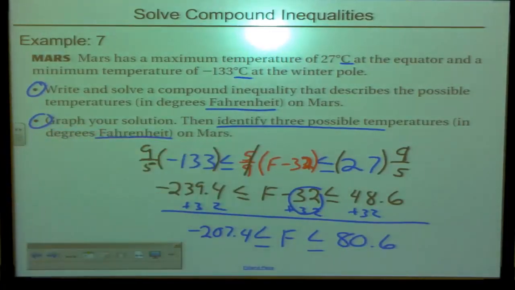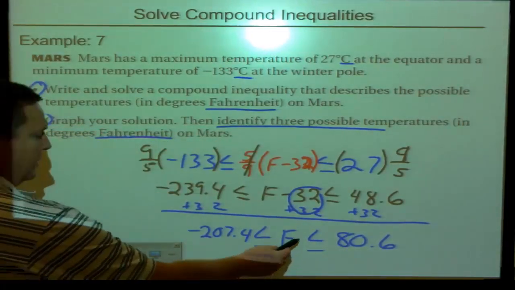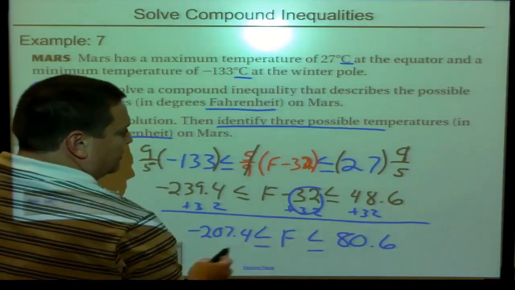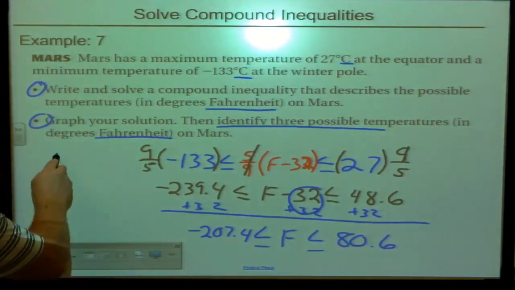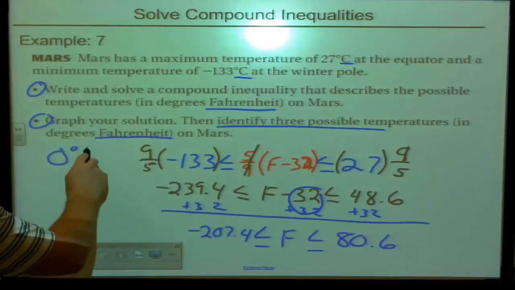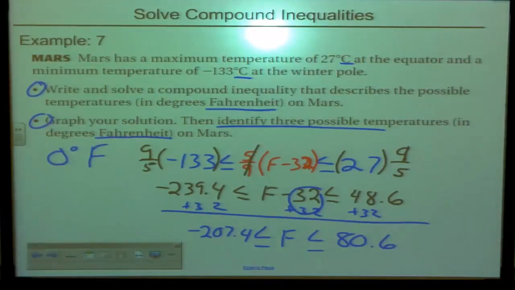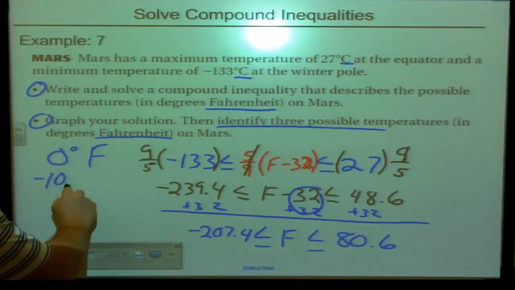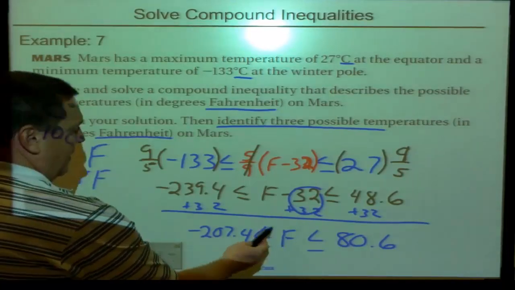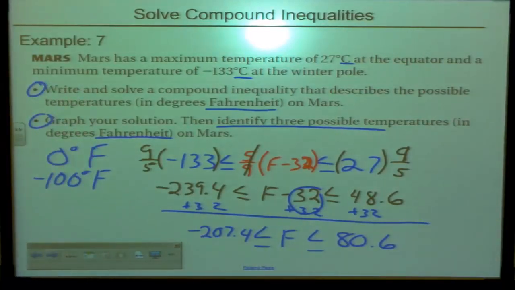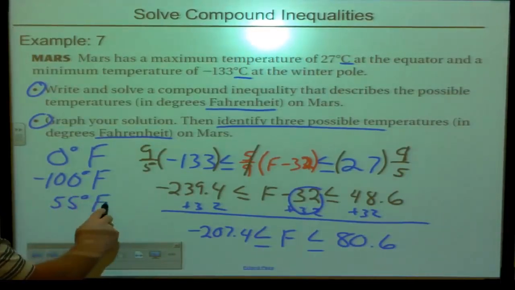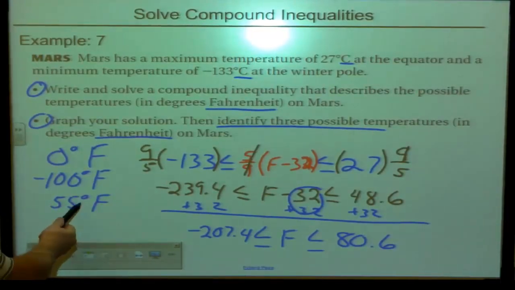They do want us to identify 3 possible temperatures. So any temperature that fits here within this range would be acceptable. So you could choose 0 degrees Fahrenheit, or you could choose negative 100 degrees Fahrenheit. That would fit here possibly. And let's go on the high side, let's do 55 degrees Fahrenheit. So there's 3 possible temperatures on Mars.